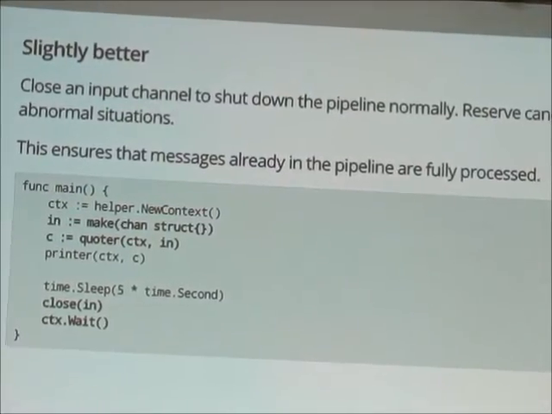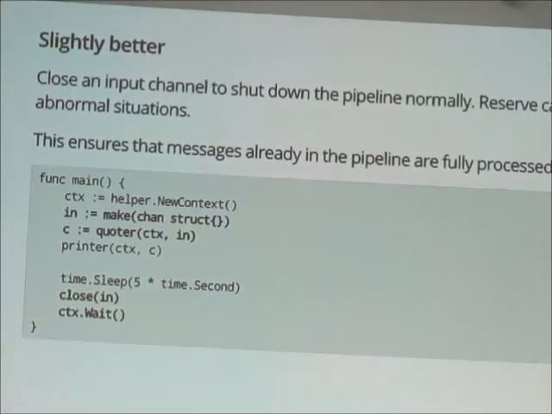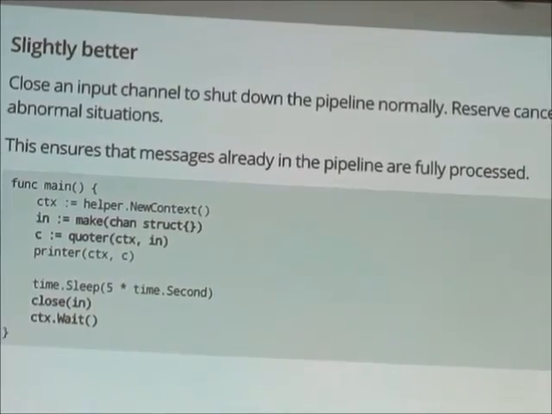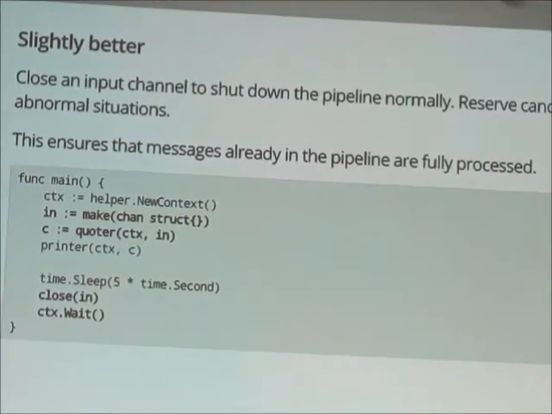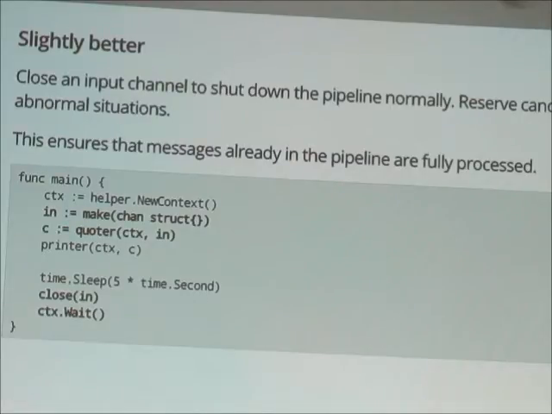Something we had before is that we also want a way to shut down the pipeline normally, because it's good to have the abnormal termination case separate from the normal shutdown case. In this case, we can also make sure that the messages in the pipeline are fully processed, which is good, because we're cascadingly shutting down each stage of the pipeline as the last message travels through. So we're making an input channel and passing it into the quoter.